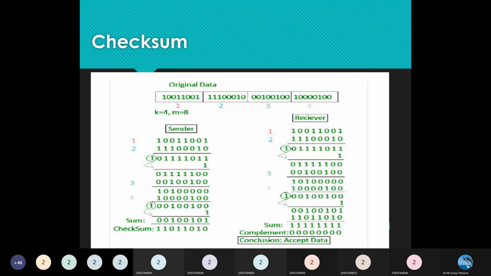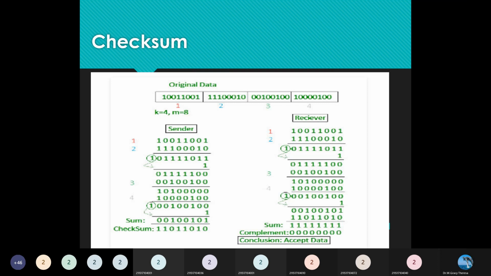So what do we do in this checksum? It's very simple. In this checksum, the data is divided into k segments, each with m bits. So totally how many segments do we have here? We have 4 segments, and m bits is nothing but the 8 bits that are transmitted. K is the number of blocks we are going to use, and m bits represents the number of bits in each and every block.